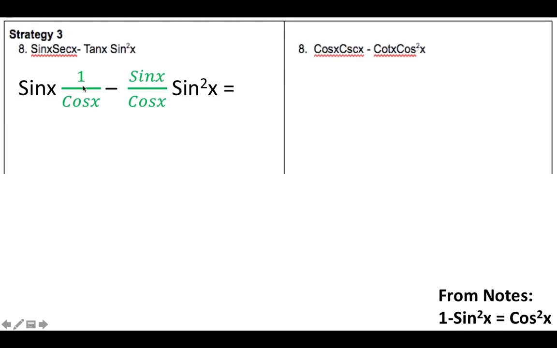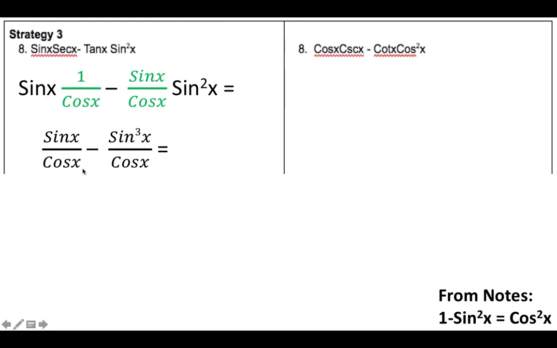Sine x times 1 is just going to give me sine x over cosine x. Sine squared x times another sine is going to give me sine to the third x, all over cosine. That's what's going to happen in the next step. Awesome. And what's cool about this problem is that we did not have to force these two to have a common denominator. They already ended up having cosine x as their common denominator.